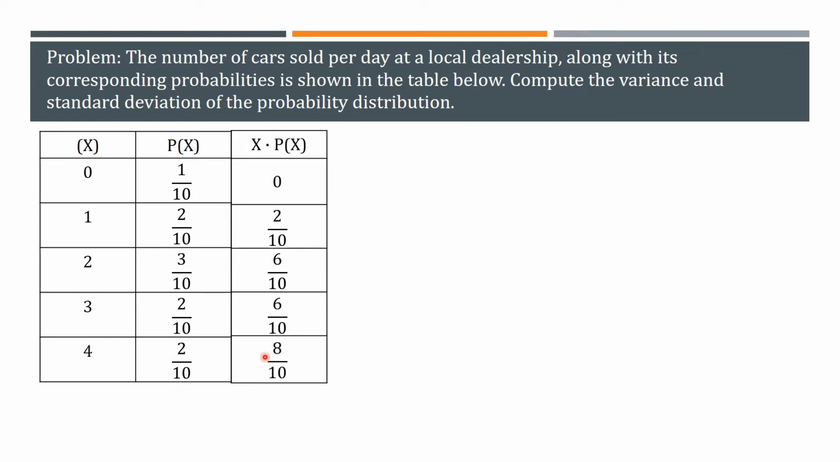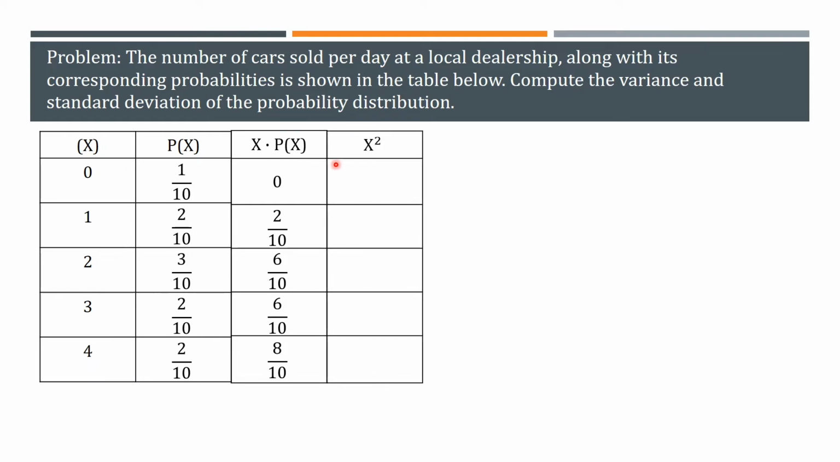Next, add another column. On the fourth column, we have x squared. So meaning we need to square our random variable x. First, 0 squared, that is 0. Next, 1 squared, that is 1. Next, 2 squared, 2 times 2, that is 4. Next, 3 squared, 3 times 3, that is 9. 4 squared, 4 times 4, that is 16.